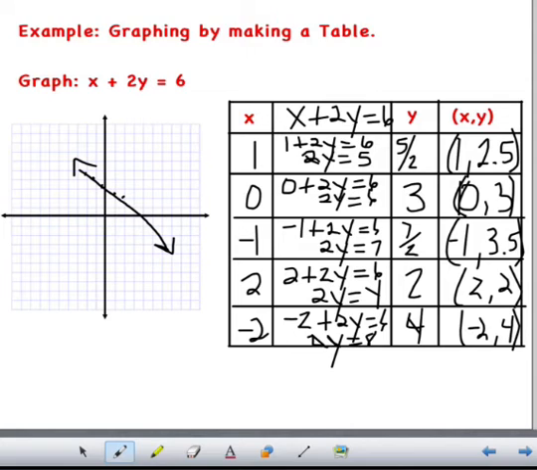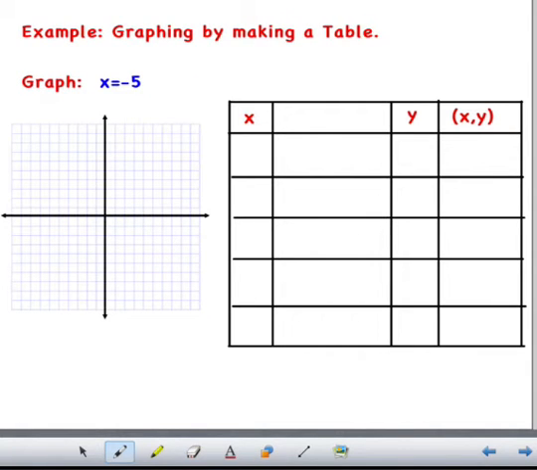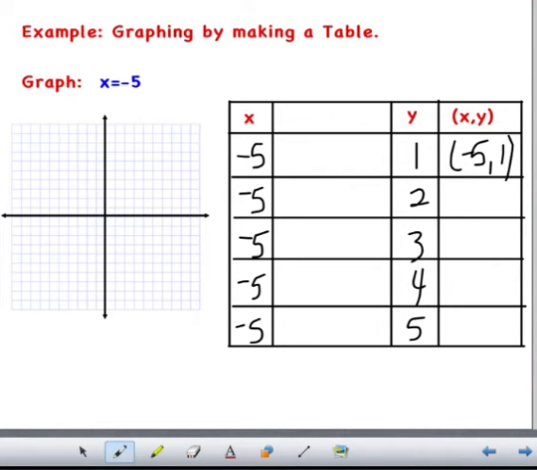All right, I have 2 more I want to show you real quick. Look at this one, x is equal to negative 5. So doesn't matter whatever I put in, x has got to be equal to negative 5. It doesn't matter what my y is: 1, 2, 3, 4, 5, negative 1, negative 500. It doesn't matter. X has got to be equal to negative 5. So my points here would be like what? (-5, 1), (-5, 2), and so on.